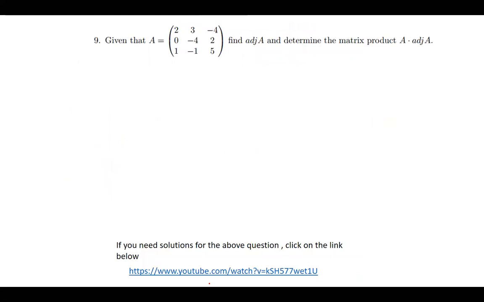Yeah, same applies to this. It's also just testing you to find the adjoint of a matrix. And if you need the solution for this question, there's also this link down here. I would have solved these questions now, but I was told you're having a lecture, so I shouldn't exceed my given time.